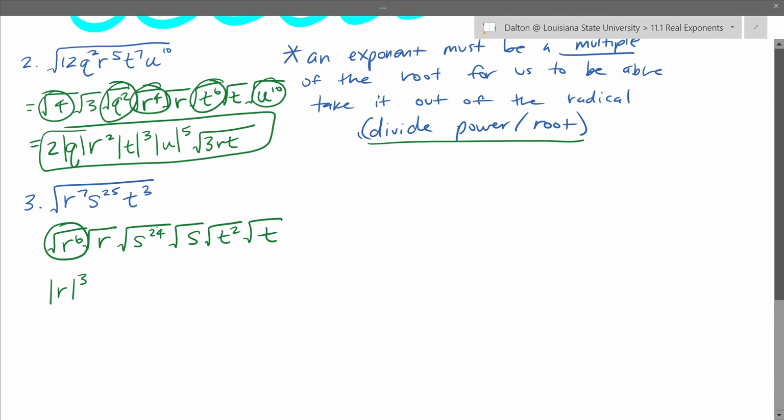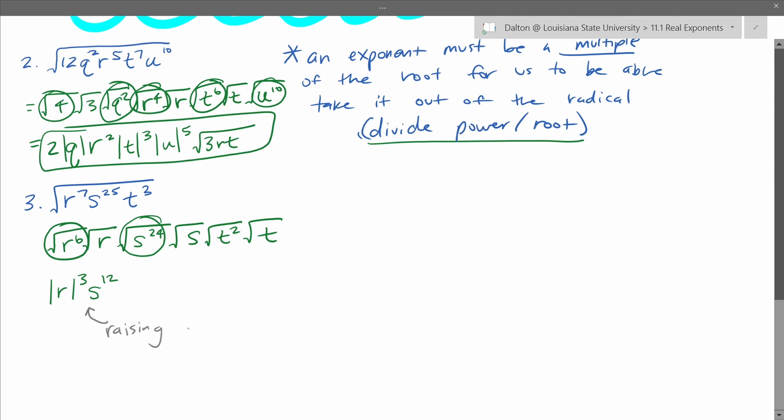The square root of s to the 24th power is s to the 12th power. Now, I don't need absolute value bars here, and if that still is making you question and second guess the reason for them, maybe write this note.